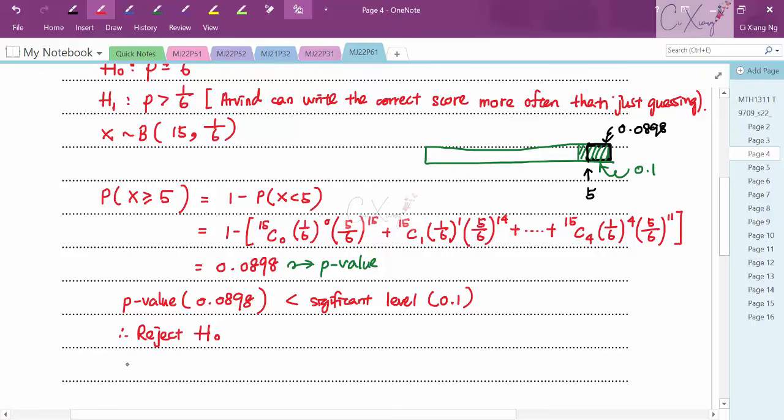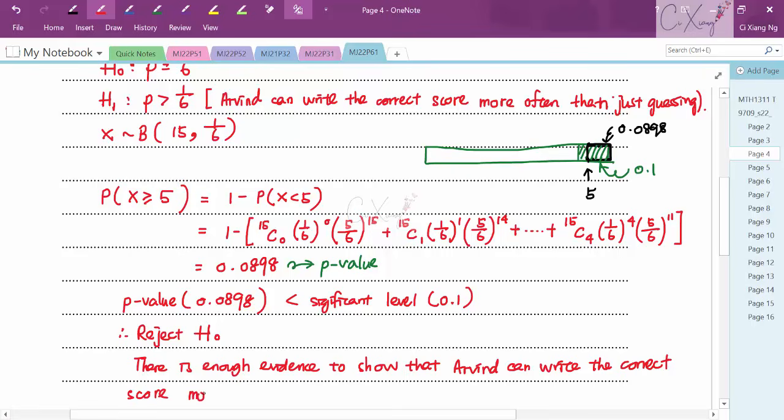Okay, if we reject the null hypothesis, it means what? It means that this statement is actually correct, right? Okay, so you can write out a conclusion here. There's enough evidence to show that Arvin can write the correct score more often, okay, so more often than just guessing, something like this.